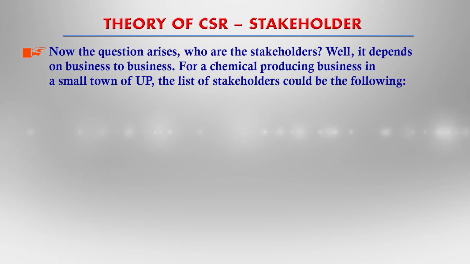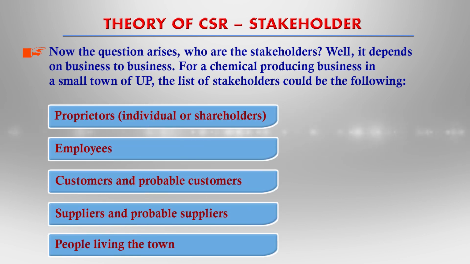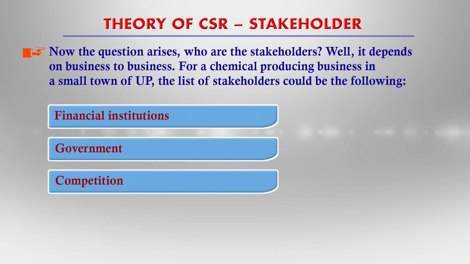Now, the question arises, who are all the stakeholders? Well, it depends on the business. For a chemical producing business in a small town of UP, the list of stakeholders could be the following: proprietors, employees, customers and probable customers, suppliers and probable suppliers, people living in the town, financial institutions, government, and competition. Some of the above mentioned stakeholders could be primary, some could be secondary. If you look closely, we will find that in some broad sense everyone is a stakeholder.